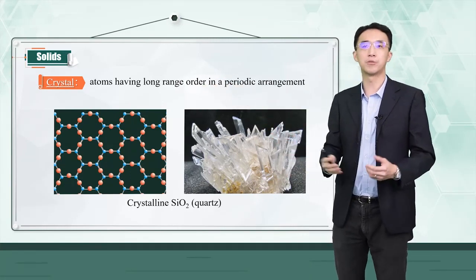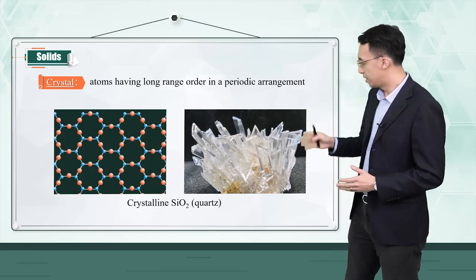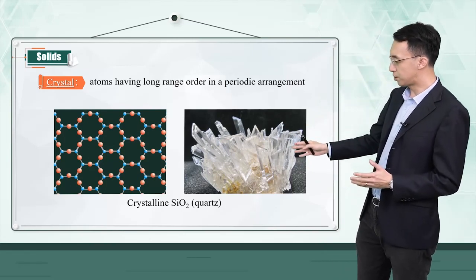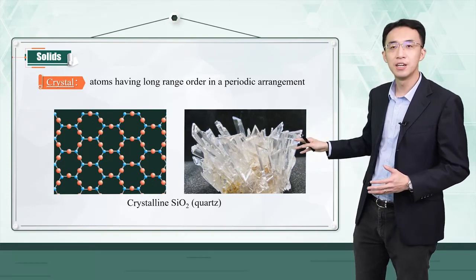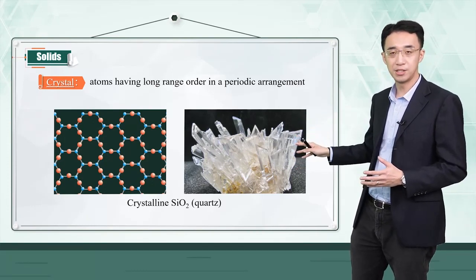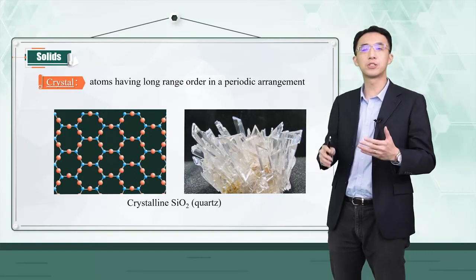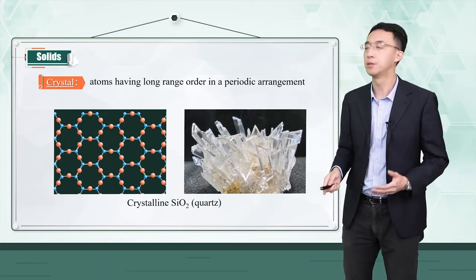So in reality, if you see a crystal of quartz, you'll see tiny, tiny facets on the surface of your quartz, which correspond to certain crystallographic planes and directions.